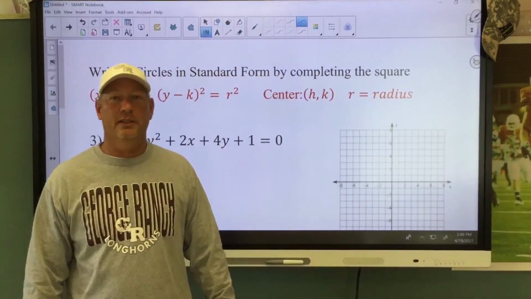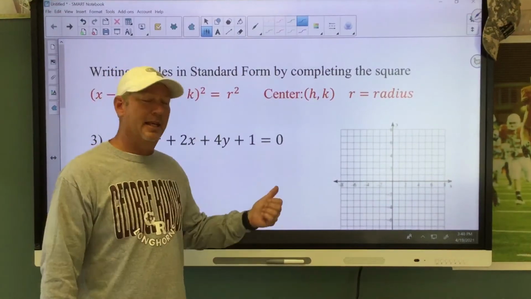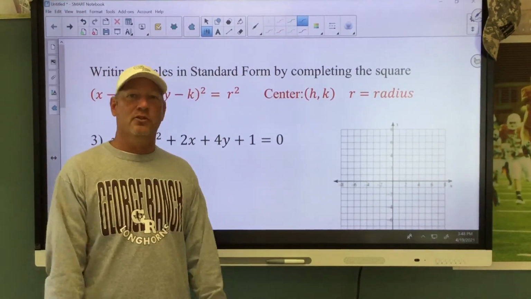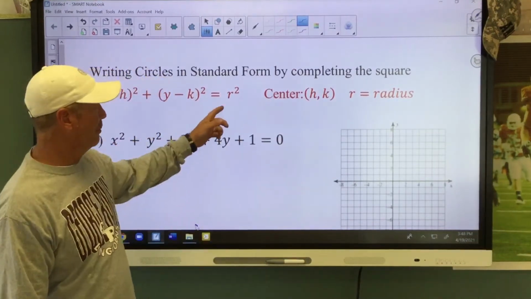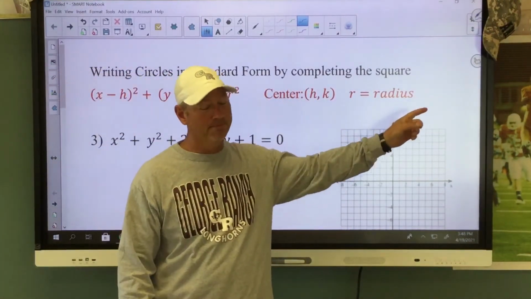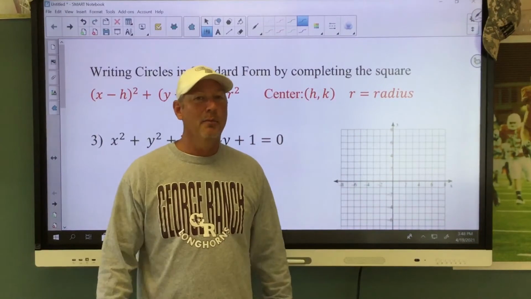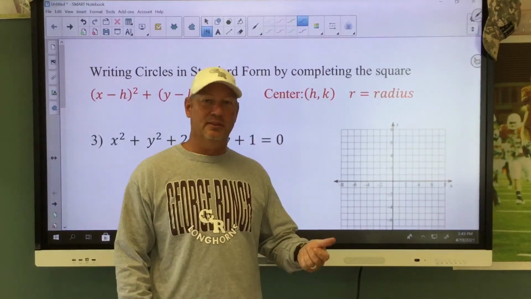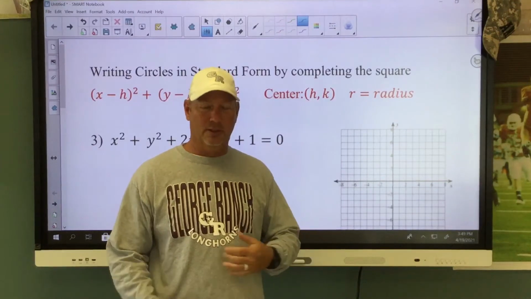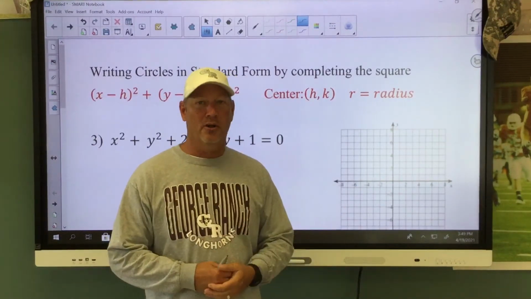As Coach Reese, today we're still in circles and we're going to convert a circle into its standard form. We're going to do this by completing the square. Maybe not your favorite, but you're going to have to learn how to do this because we're going to do the exact same thing with ellipses and with hyperbolas. The more we practice, the better we are at this.